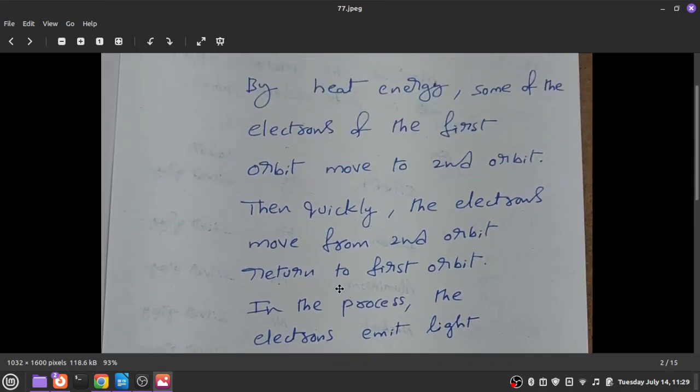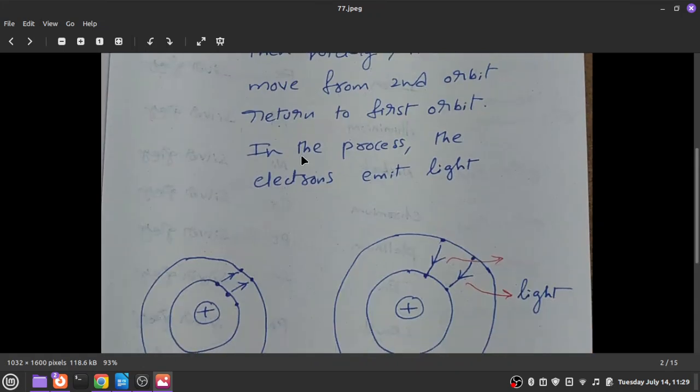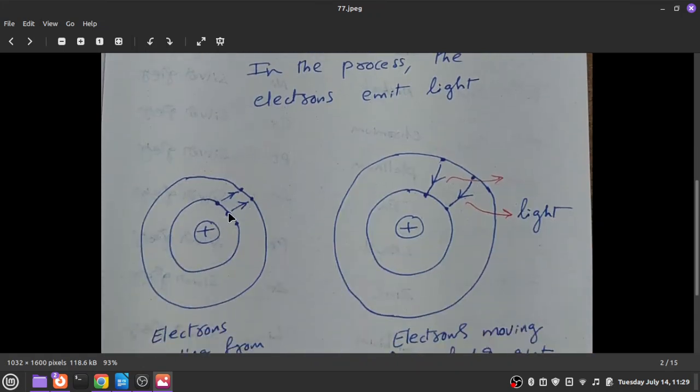I have told you that the electrons can move from lower orbit to higher orbit. Why do they move? Because of heat energy. Heat energy means we see at room temperature. Room temperature is around 25 centigrade to 30 centigrade. At room temperature sufficient heat energy is available. Because of that heat energy, the electrons usually move from lower orbit to higher orbit, like this.